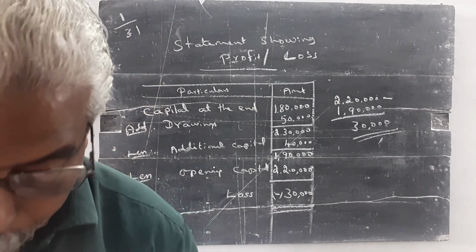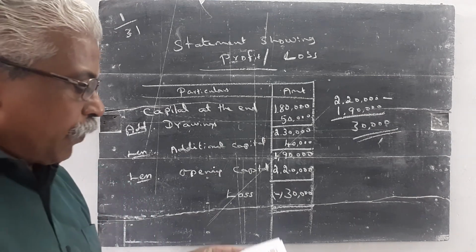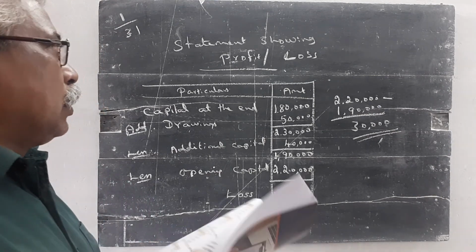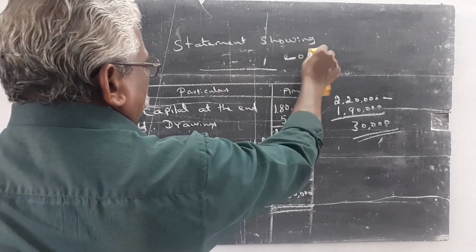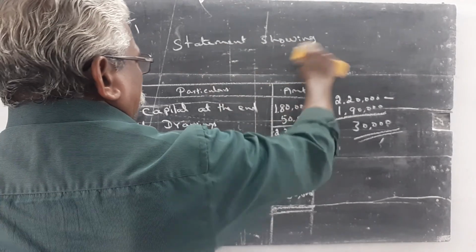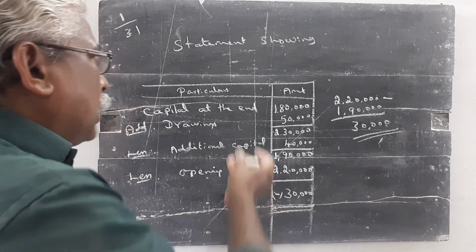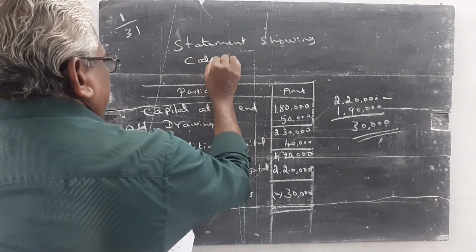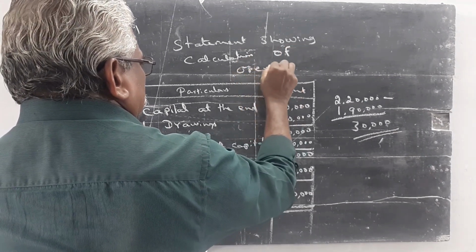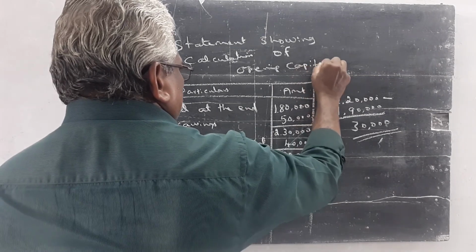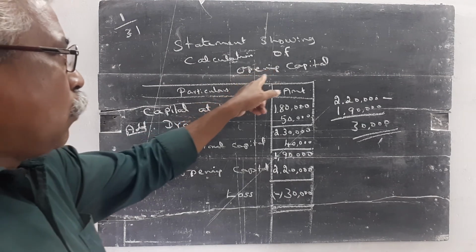Then question number 3, page number 32. Please refer to page number 32. From the following details, calculate the missing figure. So here, instead of statement showing profit or loss, you write statement showing missing information, or whatever information we are going to calculate. Opening capital. So statement showing calculation of opening capital. First you write the heading, statement showing calculation of opening capital.